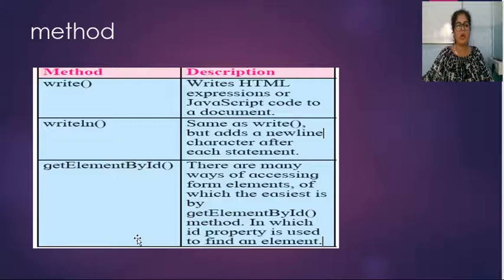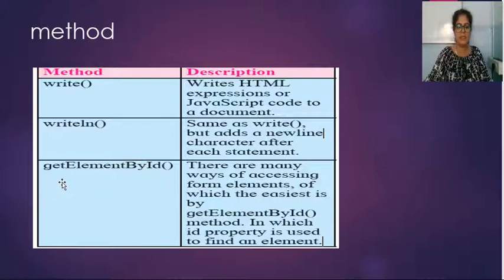So the first method of DOM is write. I hope you know that write is used to write an expression. The description is: writes an HTML expression or JavaScript code to a document. Whenever you want to print some message or write an expression, you can use this function, write. Next is writeln. It is the same as write, but it adds a new line character after each statement.